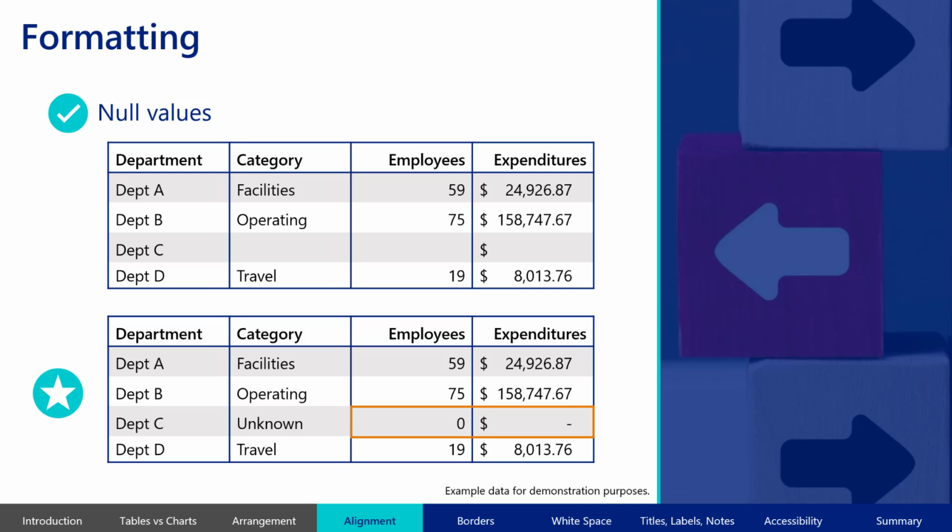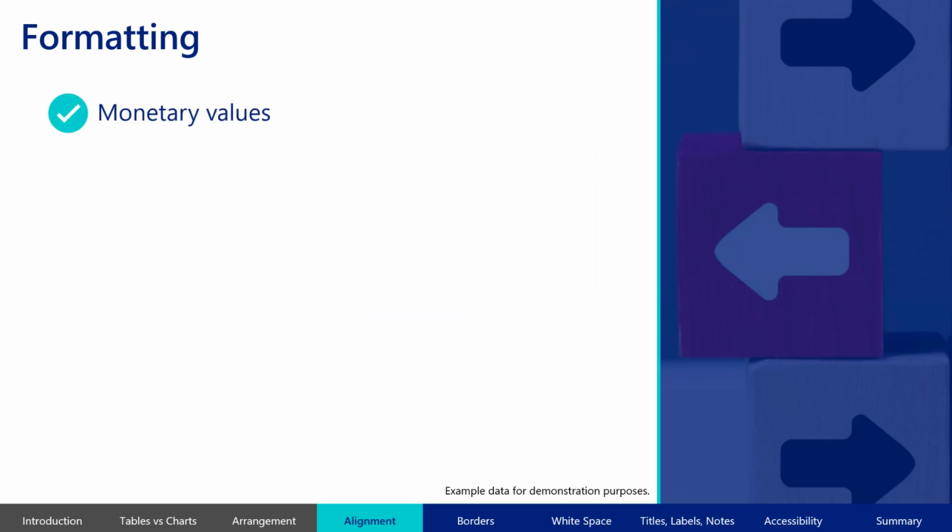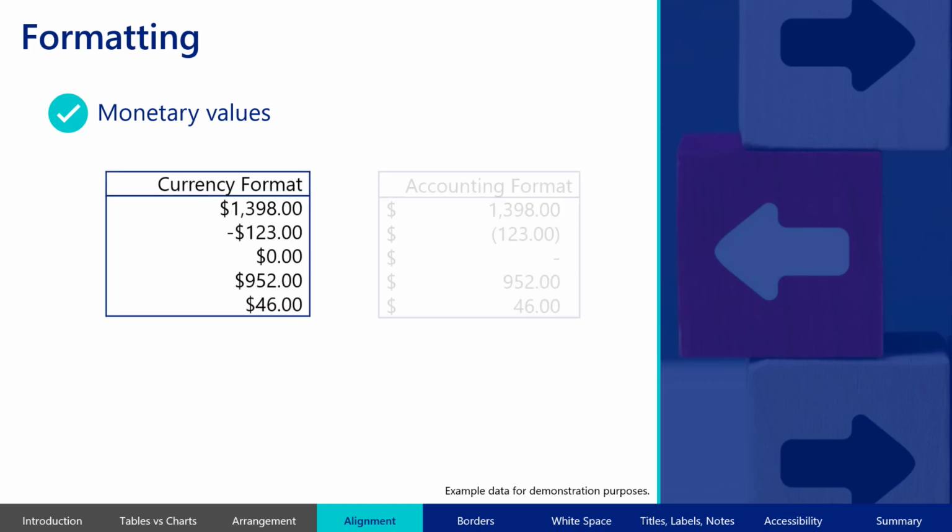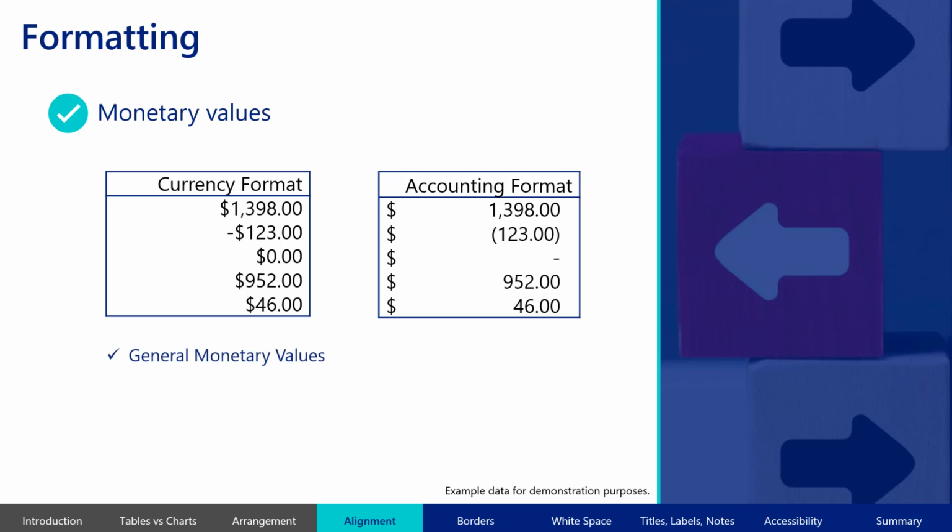or a dash if using the accounting format for monetary values. When including monetary values in your data table, there are several formats you may choose from. The two most common formats are the currency format and the accounting format. The currency format is often used for general monetary values, while the accounting format is more suitable for financial statements and reports.